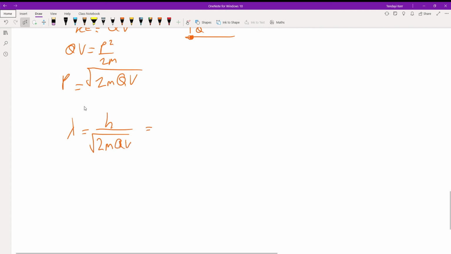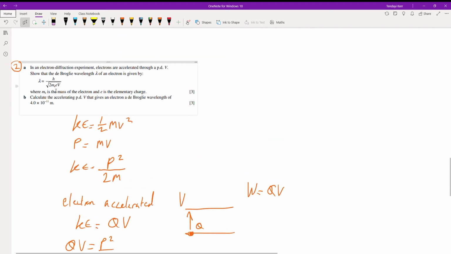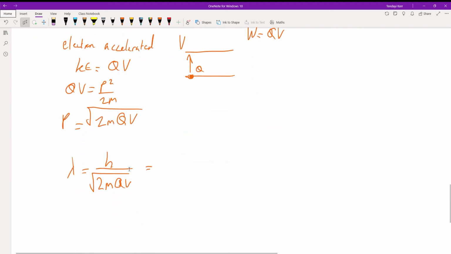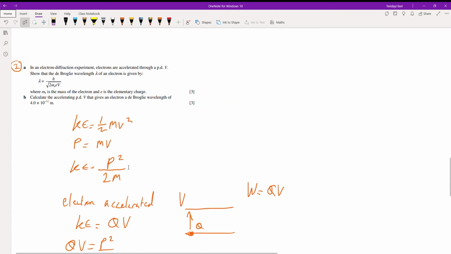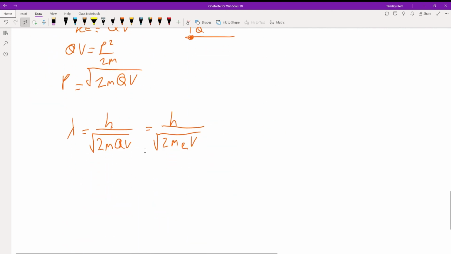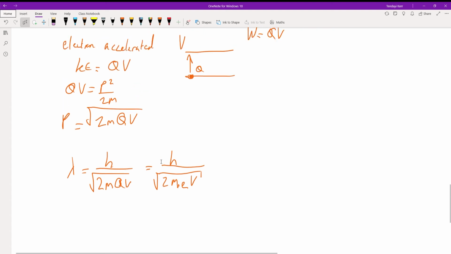And if we have it in the form that the question wanted, Q is the charge on the electron, so we can put that in terms of the elementary charge. So lambda is h over the square root of 2m e V, where m is going to be the mass of the electron, m_e, times the charge of the electron, and that's the expression for 3 marks.